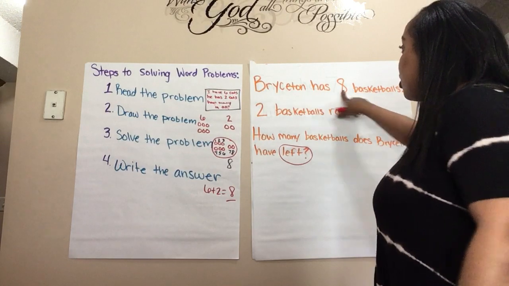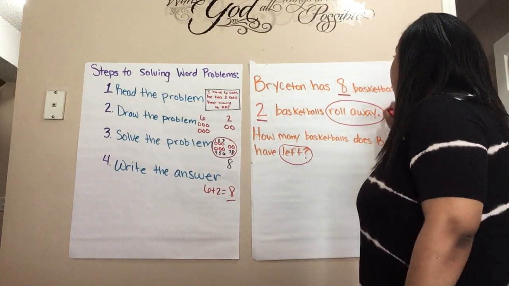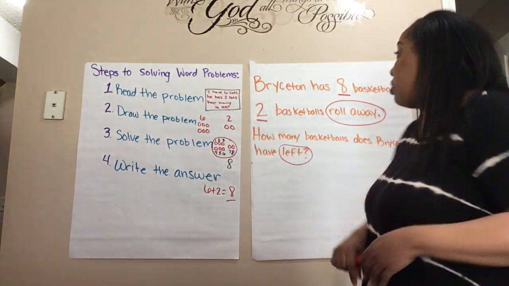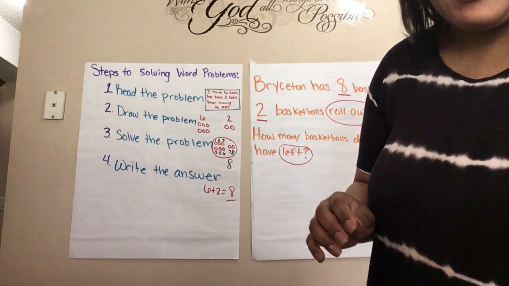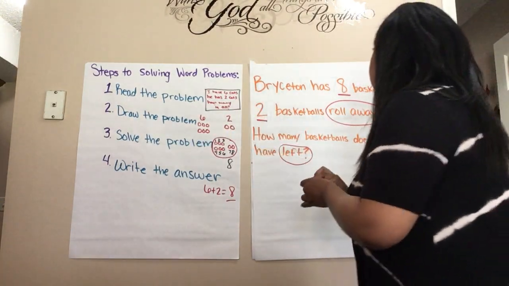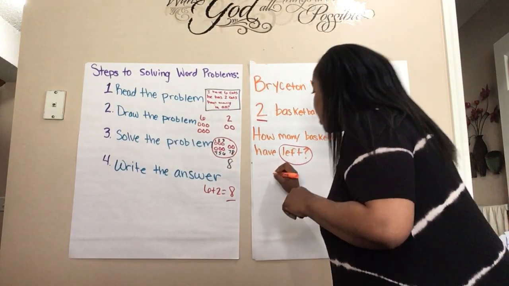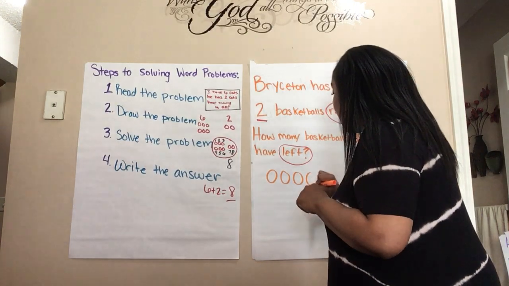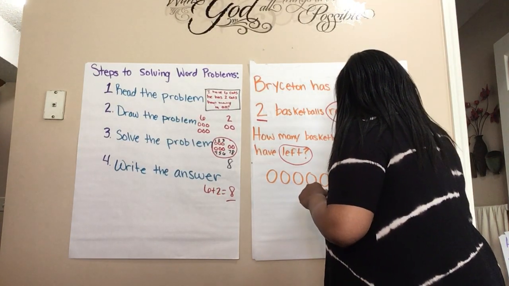Okay? Bryson started off with 8, but 2 roll away. They roll away, so that tells me 2 are gone. We take away 2. Okay? So let's draw our problem out. Let's get the orange because he had basketballs, right? Bryson had 8 basketballs. So draw your 8 basketballs. 1, 2, 3, 4, 5, 6, 7, 8.